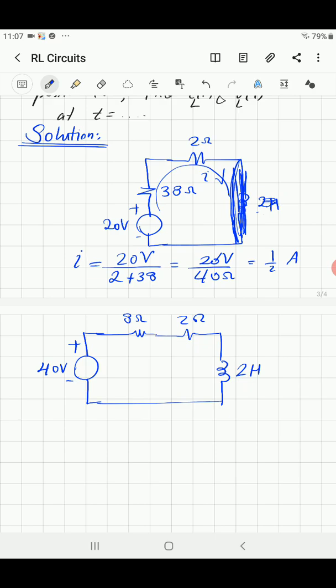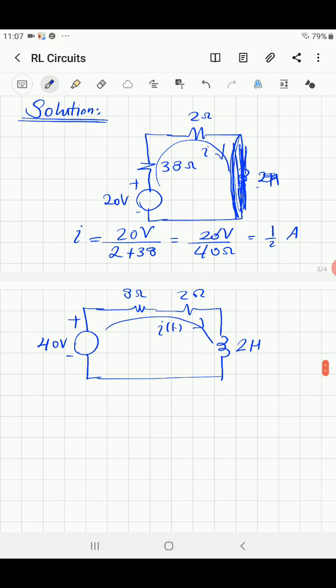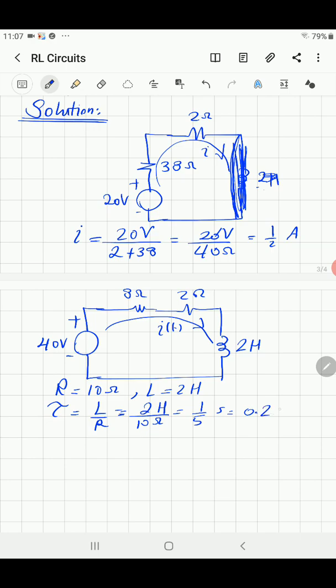So you need to find the differential equation of this circuit. That's the new current, right? So let's write the differential equation. First, the resistances 2 and 8 give 10, so R is equal to 10 ohm. L is equal to 2 H. So tau is equal to L over R, 2 Henry divided by 10 ohm, which is 1 over 5 seconds, 0.2 seconds. That's your tau.